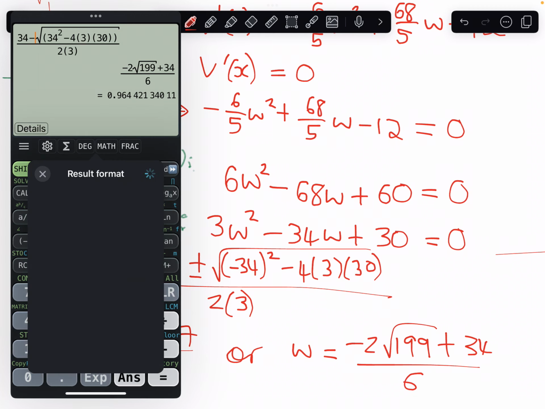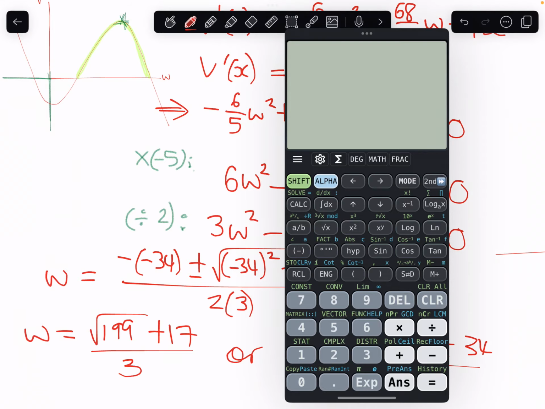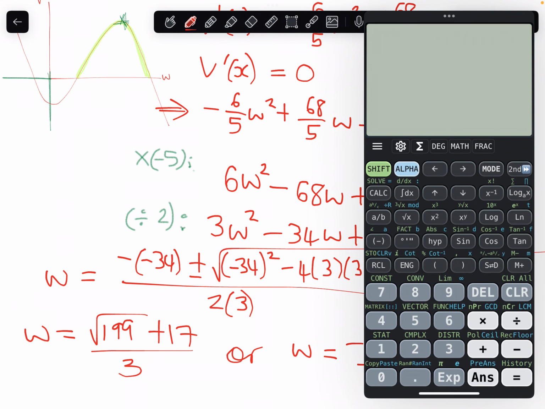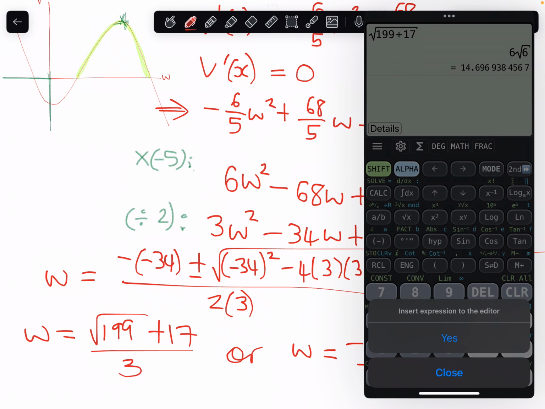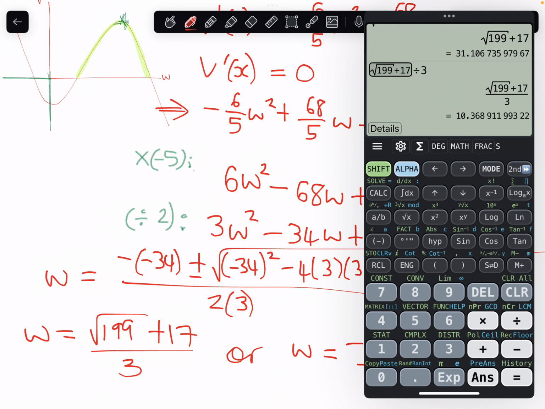Again, we saw that both of those are positive numbers. And I cleared them. Right, so root 199 plus 17. Oh dear. Okay, I'm starting to get agitated. So I'm starting to type funny. Root 199 plus 17, divided by 3. Okay, I'm actually just going to store that.